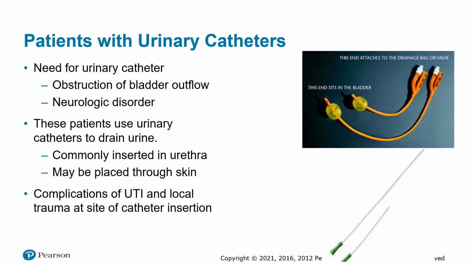Urinary catheters. The need for a urinary catheter can be caused by an obstruction of bladder outflow or a neurological disorder, such as cerebral palsy, or various other genetic neurological disorders. These patients use urinary catheters to drain urine, commonly inserted into the urethra and maybe placed through the skin as well. Complications include UTIs and local trauma.